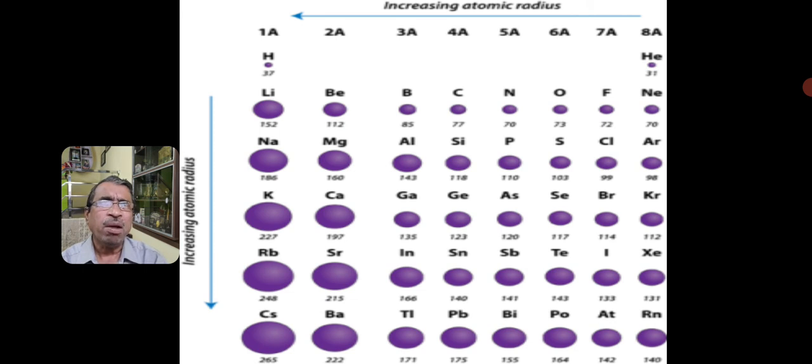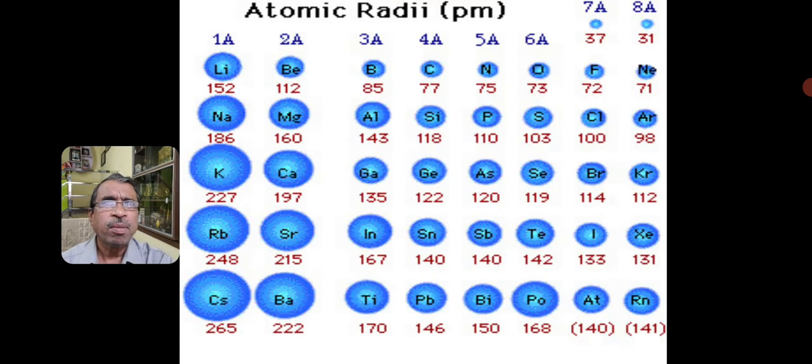So this table clearly shows the atomic radius of the various atoms and how they vary across the period and along the group. This is another slide which also clearly explains the variation of atomic radii across the period and along the group in S and P block.